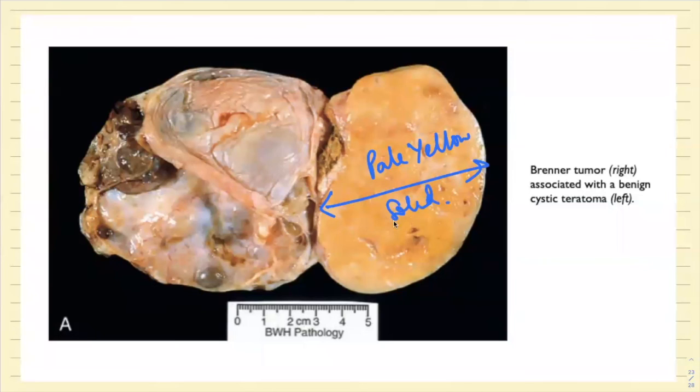Okay, this part, if you see, this is the Brenner's tumor. And Brenner's tumor, in many areas, is associated with a germ cell tumor. On the left-hand side, this area is a teratoma actually. Okay, this is a cystic teratoma. We will discuss teratoma in detail later on in the lecture. Okay, is this very clear about Brenner's tumor?